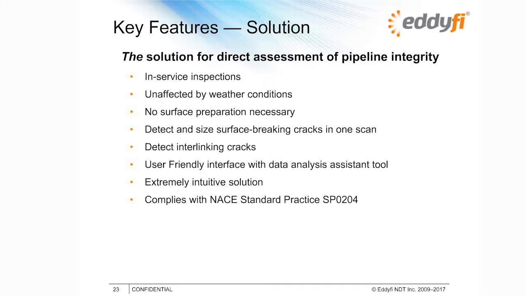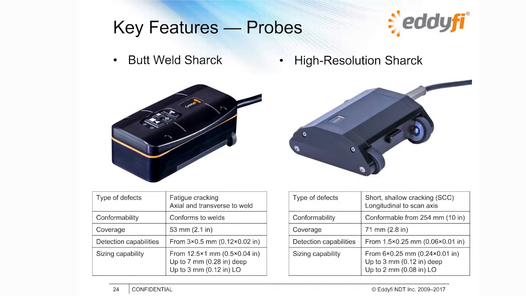Okay, so as for the probe, just to wrap up the capabilities, the butt weld Sharck probe can detect both axial and transverse crack in one single pass, and it can conform to the weld crown too. You can size cracks up to 7 millimeter deep. Any crack deeper than that can be detected, but we won't give a sizing information. And again, we have a dynamic lift-off compensation live while you do the scanning, so we can cope up to 3 millimeter of lift-off.